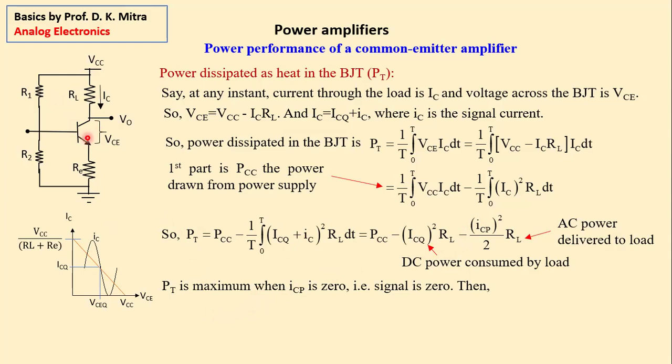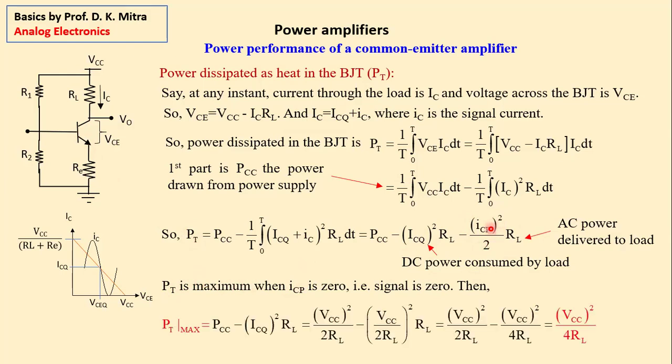That means if you have an audio amplifier, you have switched it on, but there is no signal given, you are not playing any music, then the transistor becomes hottest. You must remember this. If you are not giving any signal, switch off the system. Because switch on, no signal makes the transistors very hot because of this equation. And PT, the power in the transistor, becomes maximum when the signal is zero, right?